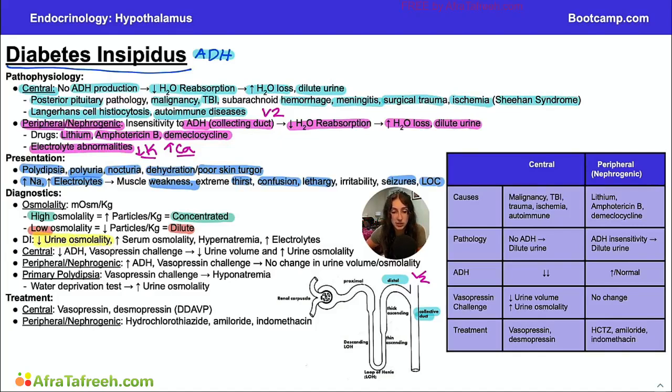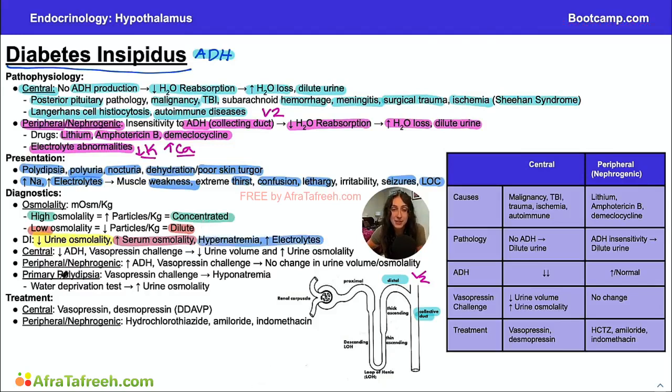Similarly, we're going to have increased serum osmolality because we're getting rid of all of this water. So we're peeing out all the water, meaning there's less water left behind in our blood. So we're going to have higher concentrated blood, so a higher serum osmolality. You may also have hypernatremia or increased electrolytes like we talked about above.